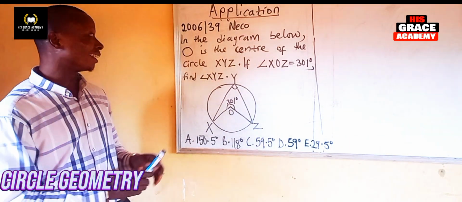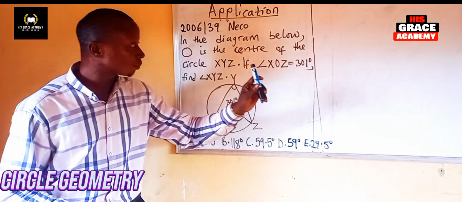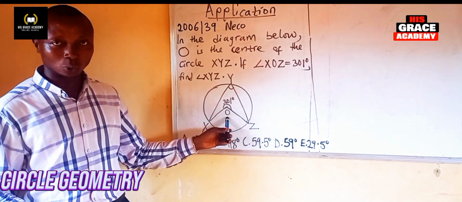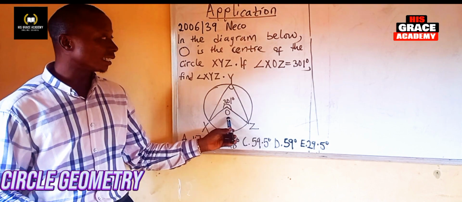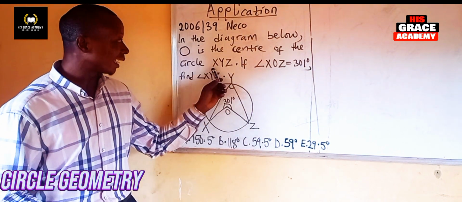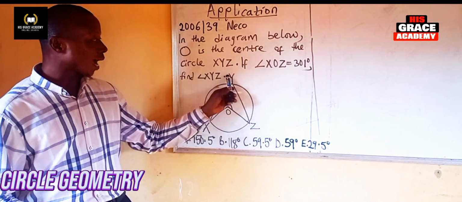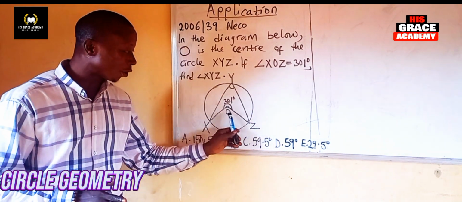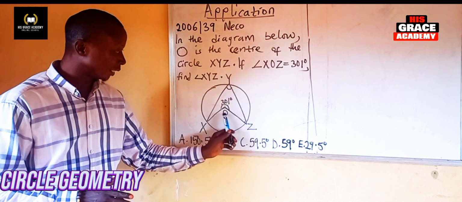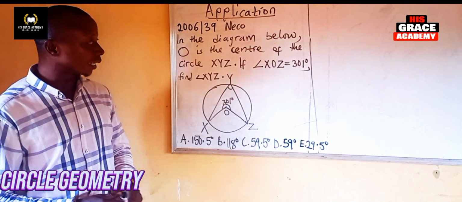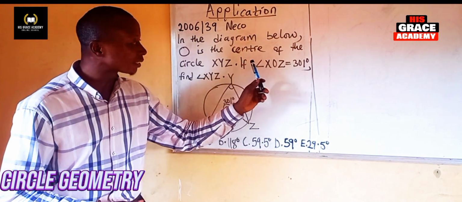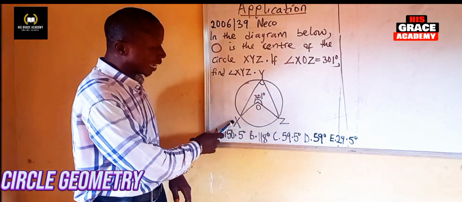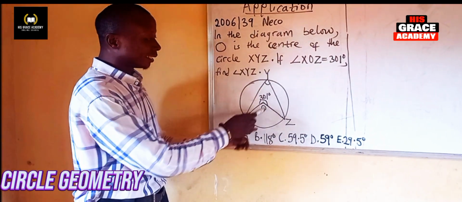The question again: in the diagram below, O is the center. You can see this is O, the center of the circle XYZ. X, Y, and Z are points on the circle, and the center of that circle is O. If angle SOZ is 301 degrees, that is angle XOZ, the angle at the center.